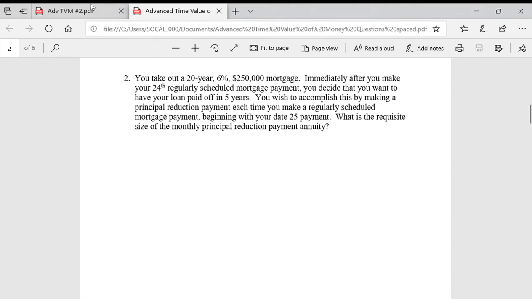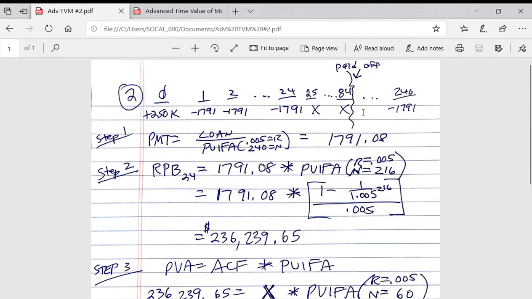Great question. Here's the answer. So here we have the cash flow date line. At date 0, we get the $250,000, and then we start making the payments. And I'll just jump to step 1 real quick. Step 1 is where we determine the size of the payment.